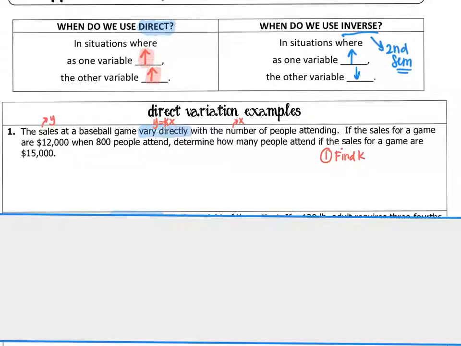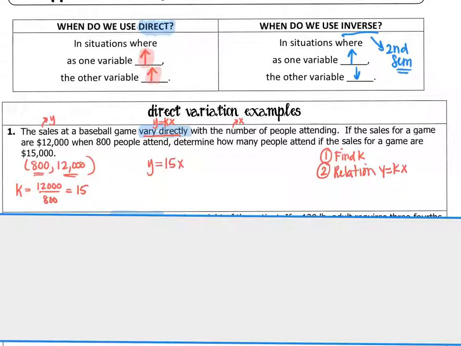And they told us that when 800 people attend, the sales are $12,000. And that is the ordered pair 800, 12,000. Because 800 is people and 12,000 is sales. K is equal, or your slope is equal to y over x. Oops, my x is 800. So y over 800. And I know that because they said that the relationship varies directly. 12,000 divided by 800 is 15. So my relationship, my y equals kx, is y equals 15x. Remember that y is sales and x is people.